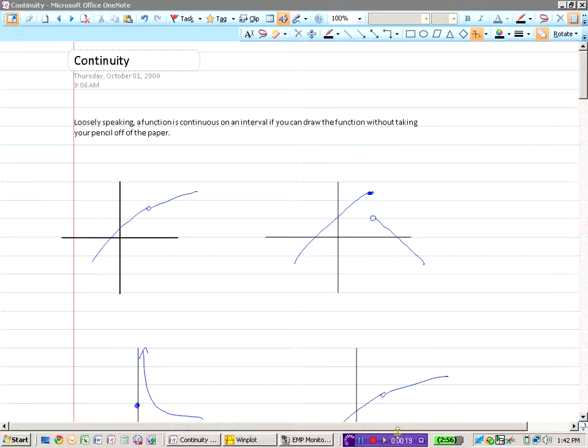So if you look at that first one, Excuse the interruption. Nick St. Cyr. we look at that first function.